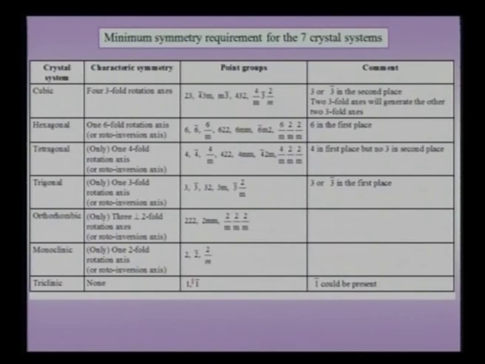So this is an important summary of all the 7 crystal systems and their point groups, and once and for all we have clearly said that crystal systems are based on symmetry and not on the geometry of the unit cell.